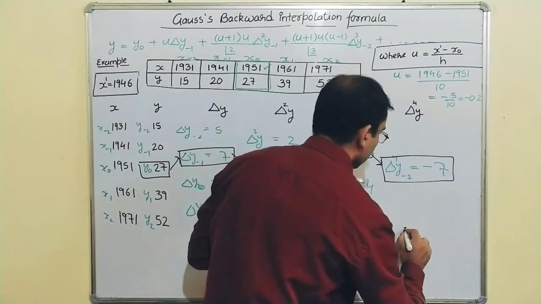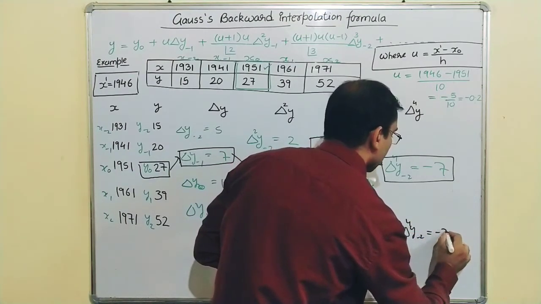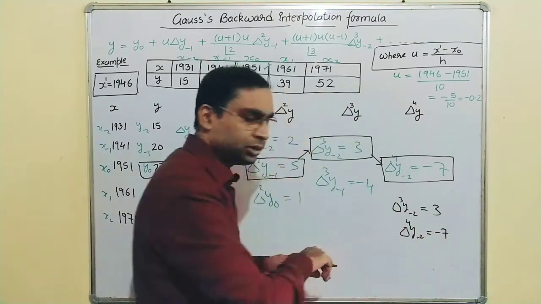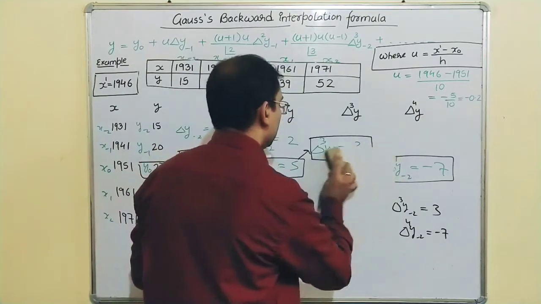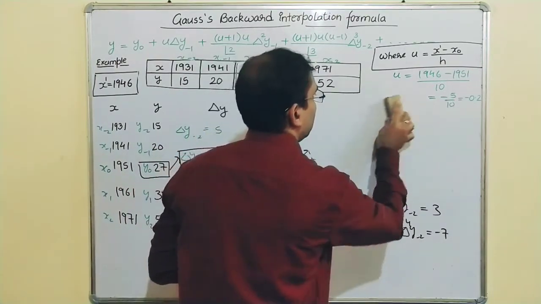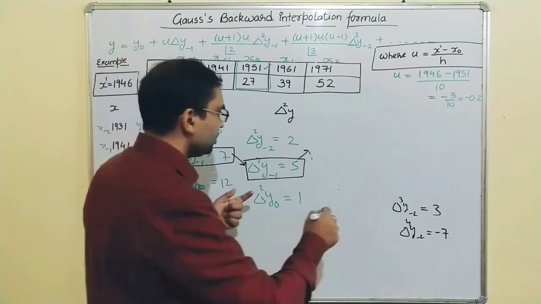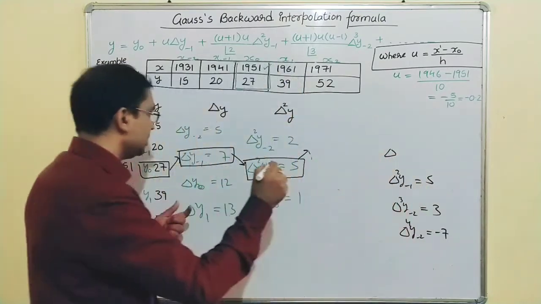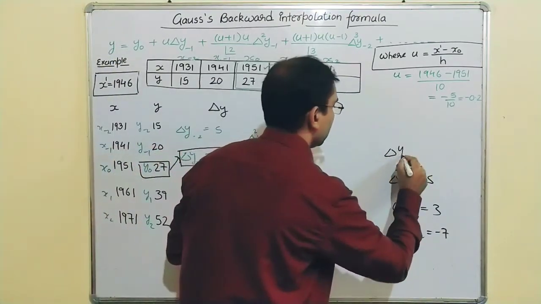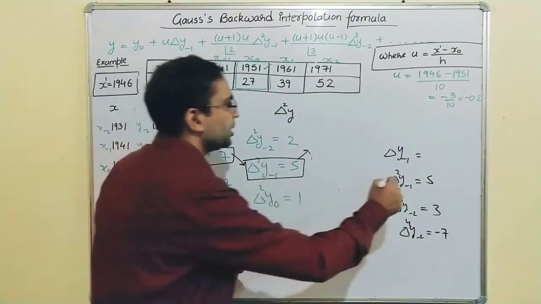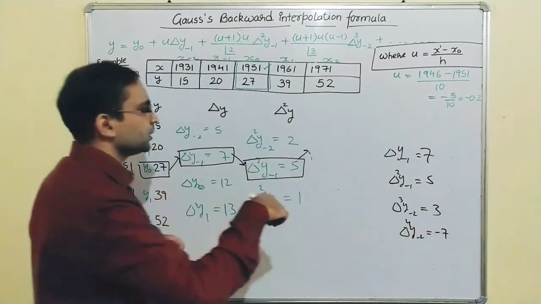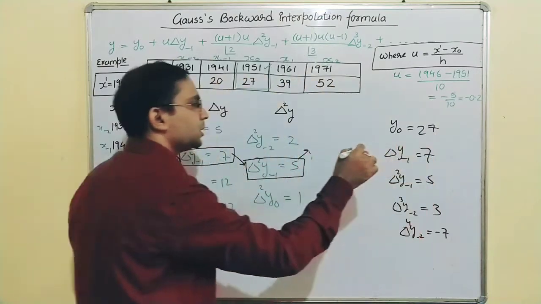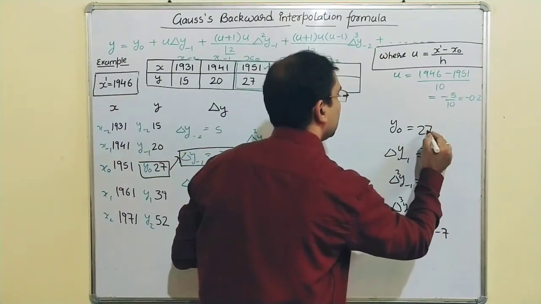So let me write this: del 4 y minus 2 is equal to minus 7. Then del 3 y minus 2 is equal to 3. Let me erase these values. Okay, then I have del 2 y minus 1, this is 5, and then I need this del y minus 1, and this del y minus 1 is 7, and lastly this is y0. So y0 is 27 in our case, right?